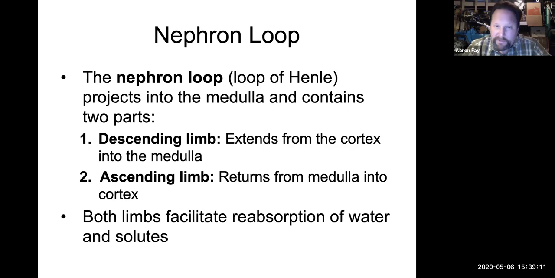So, nephron loop, the old term for this is the loop of Henle. The descending loop connects from the PCT, comes back to the ascending loop, which connects to the DCT. So, descending is cortex to medulla, ascending is medulla back up to cortex. Right, both limbs facilitate the reabsorption of water and the concentration of solutes in urine. That one sentence, that's going to be about 2 weeks of physio. I'm just going to leave it there.